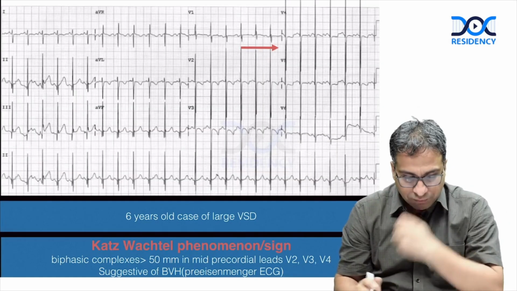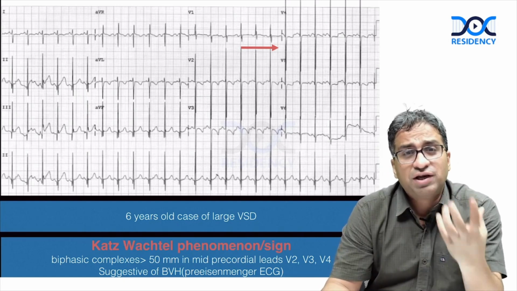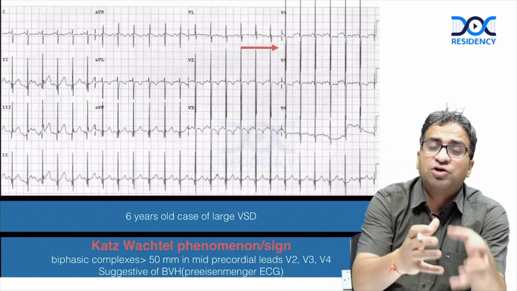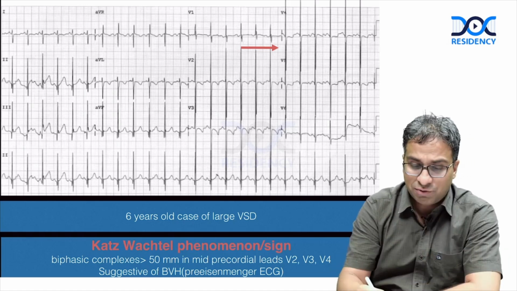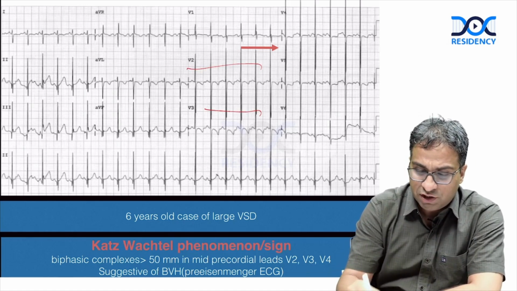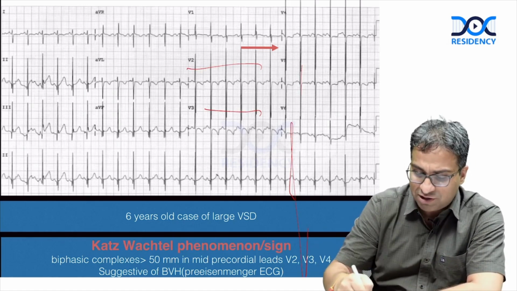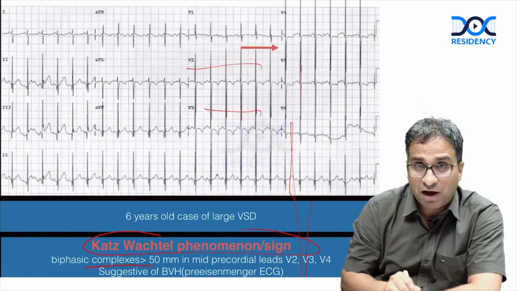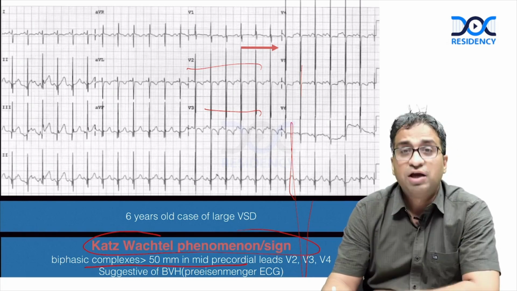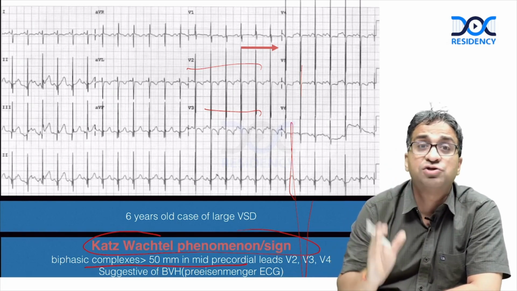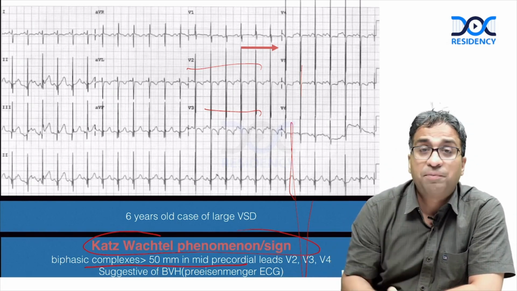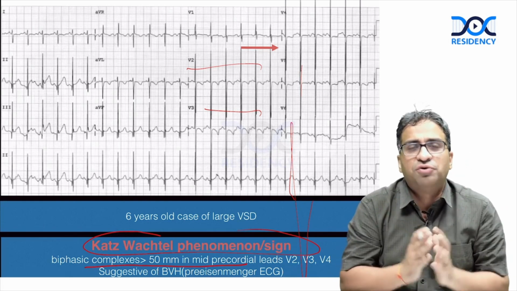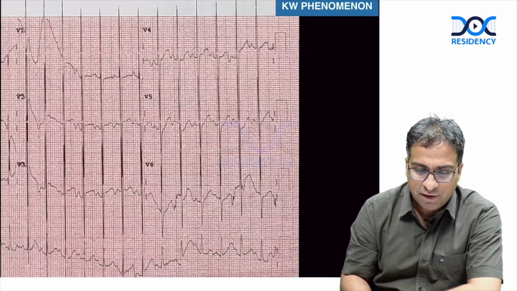In the same way, when the VSD is very large and you have not operated for a long time, the RV has to work against the hypertension of the pulmonary artery. The RV is also getting enlarged. So you can see in this, V2, V3, V5 all having biventricular forces. Biphasic means both chambers are equally dilated. That is known as the Katz-Wachtel phenomenon. That means the biphasic complex is more than 50 mm in V2, V3, V4, and it's suggestive of biventricular forces. So this is typical, if the VSD has not been operated early, then this is a pre-Eisenmenger phase. Suppose after that you do not operate, it will go into Eisenmenger. So this is a Katz-Wachtel.